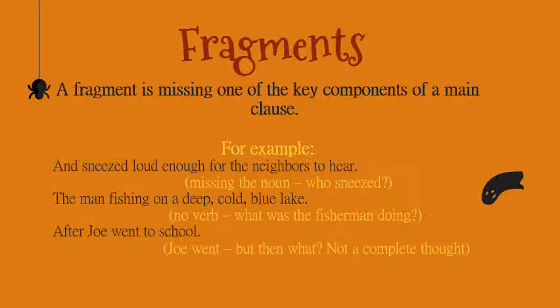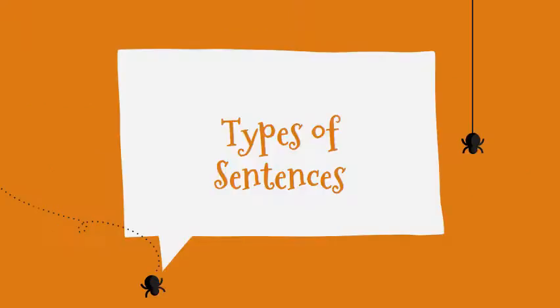Last one. After Joey went to school. Joey went to school, but then what happened? There is no complete idea. Okay, there is no completion for the sentence, for the words, for the clause. So I cannot consider it a complete sentence. I consider it a fragment because it's missing one of the main components. So this is the difference between the complete sentence and the fragment.